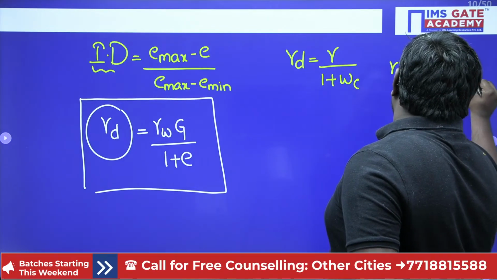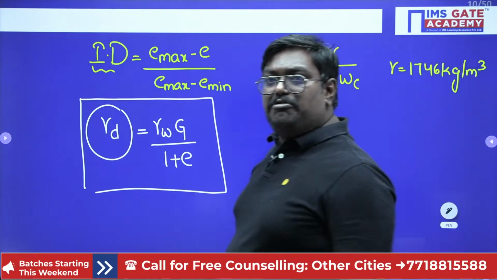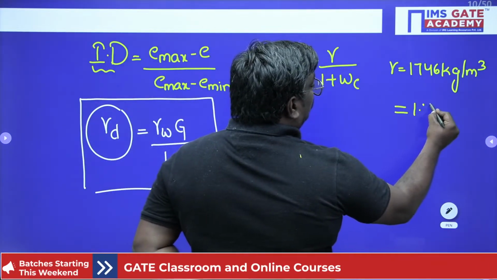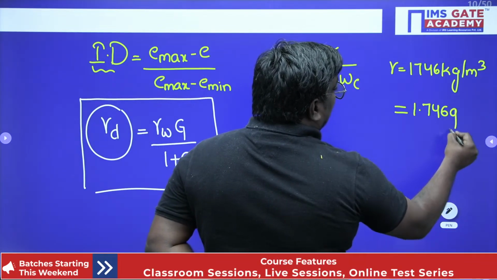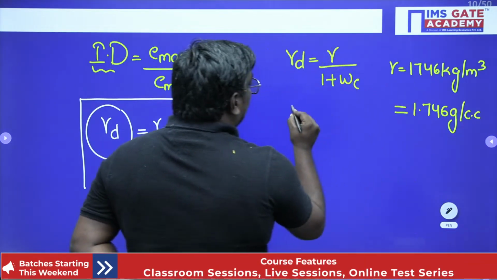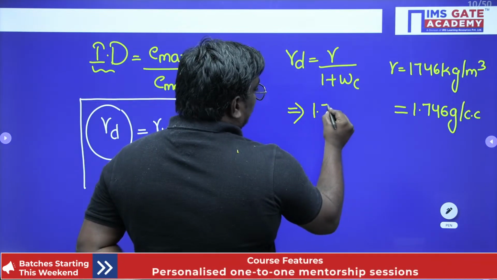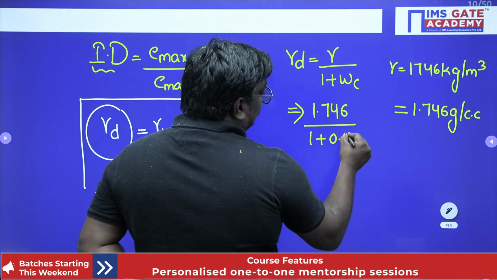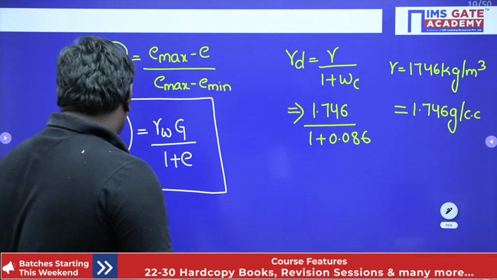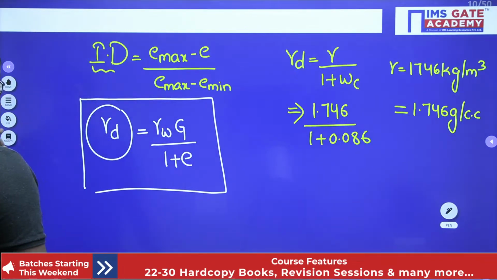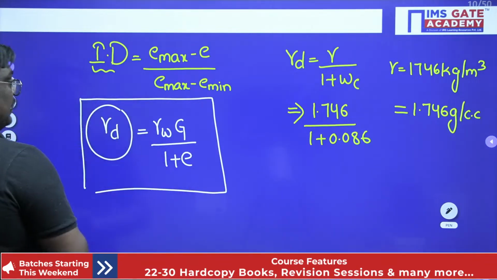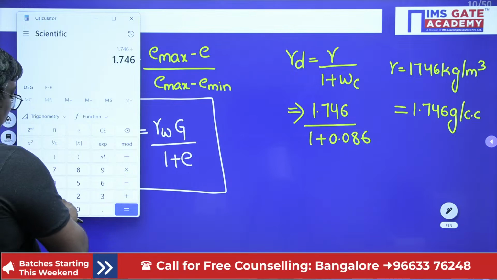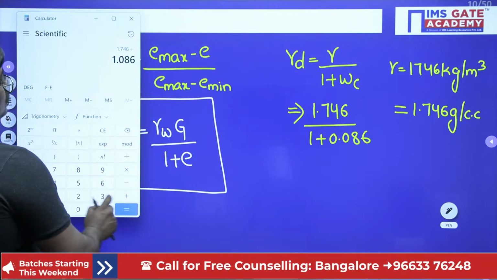If you convert the gamma value in terms of gram per cc, it will be equal to 1.746 gram per cc. So gamma D is equal to 1.746 upon 1 plus 0.086. Here I have converted into gram per cc, students. So let us do the calculation part. Here we have gamma as 1.746 divided by 1.086.